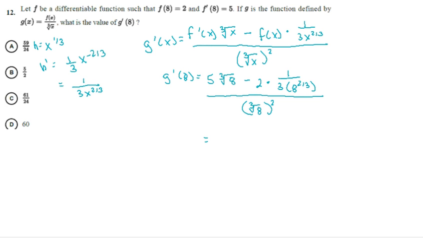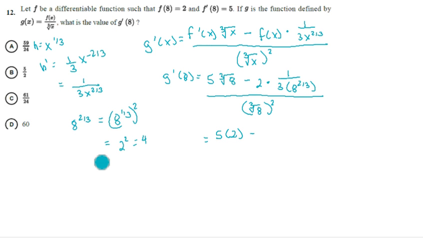All right, so let's look at this here. We got cube root of 8 is 2, so we have 5 times 2 minus 2. Now, I want to do this here. We have 8 to the 2/3 is equal to 8 to the 1/3 squared. And 8 to the 1/3 is 2. So that's 2 squared. So 8 to the 2/3 equals 4.